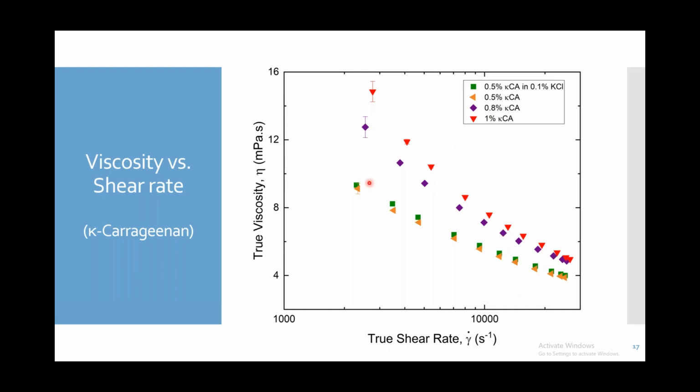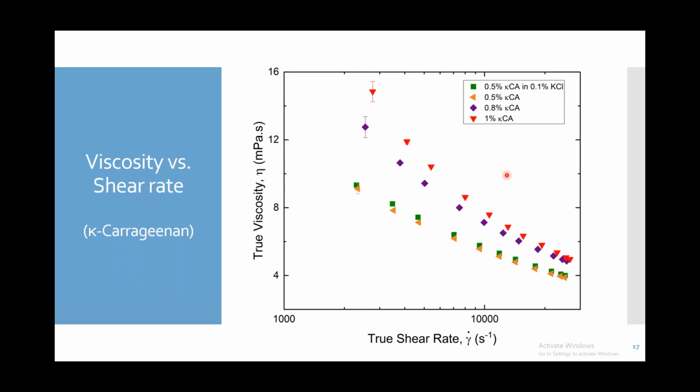This figure shows the true viscosity as a function of shear rate for different concentrations of Carrageenan, including 0.5, 0.8, and 1 weight%. I think it's not a bad idea to share with you that I also made a 2 weight% Carrageenan, but after it dissolved in water, it formed a strong gel and it was not fluid anymore. Based on my experience, I think the critical concentration for Carrageenan is between 1 and 2 weight%. Beyond that, we have a solid gel and we are not able to measure its viscosity.